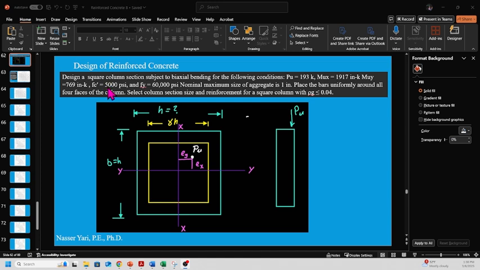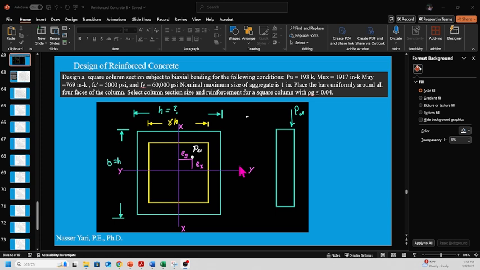The concrete is 5,000 psi, the steel is 60,000 psi, and the size of the aggregate is 1 inch. Place the bars uniformly around all four surfaces of the column. Select the column section size and reinforcing for a square column with rho g less than or equal to 4%.